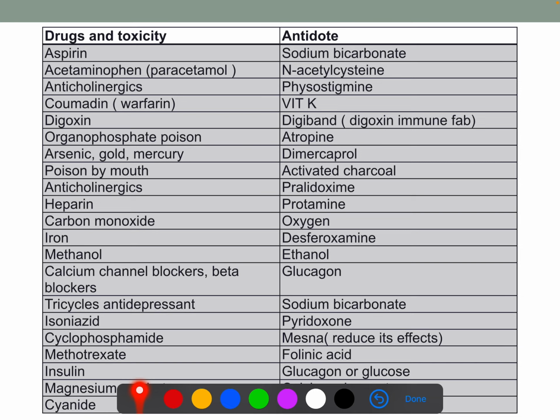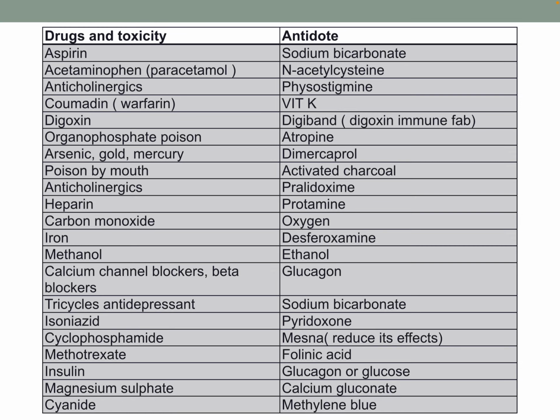Easily you can understand glucagon. Tricyclic antidepressant, sodium bicarbonate. Isoniazid, pyridoxine. Cyclophosphamide is an anti-cancer drug, mesna. Actually, it is not an antidote, it reduces the toxic effect of cyclophosphamide. It is an antidote. Okay, and just remember that methotrexate, folinic acid. Insulin, glucose. Magnesium sulfate, calcium gluconate. Cyanide, methylene blue.